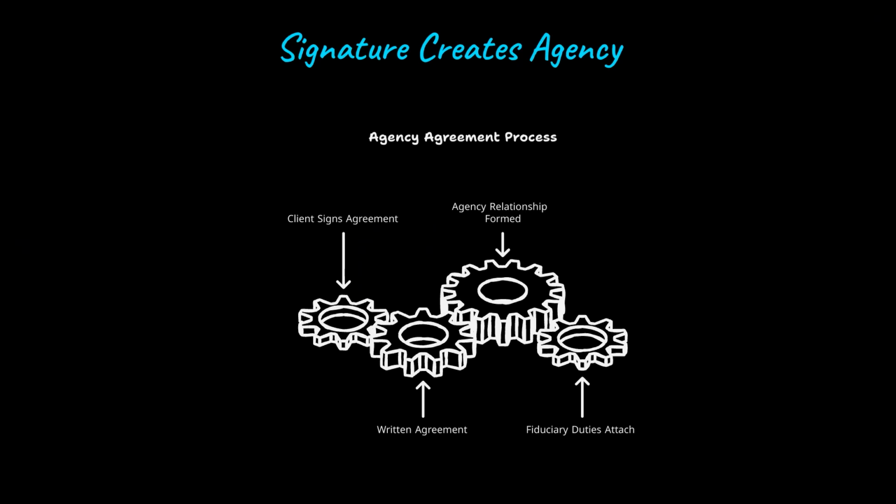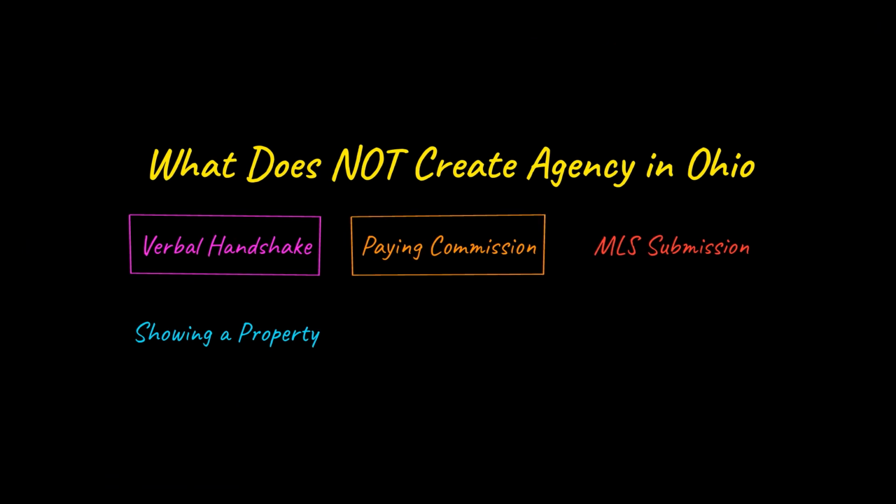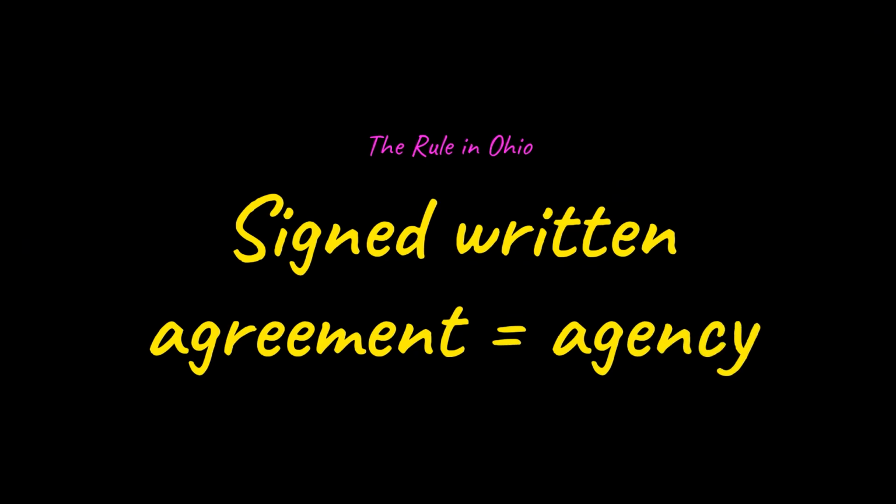The written agreement defines the scope, the term, and the compensation, making the relationship clear, provable, and not dependent on anyone's memory. Examiners test whether you can separate the true source of agency from things that merely look related. A verbal handshake, payment of a commission, submission to the MLS, or showing a property. None of these create an agency relationship in Ohio. Remember, Ohio grounds agency in a signed written document, not in conduct or money. If the client hasn't signed an agreement, no agency exists, no matter what else has happened.